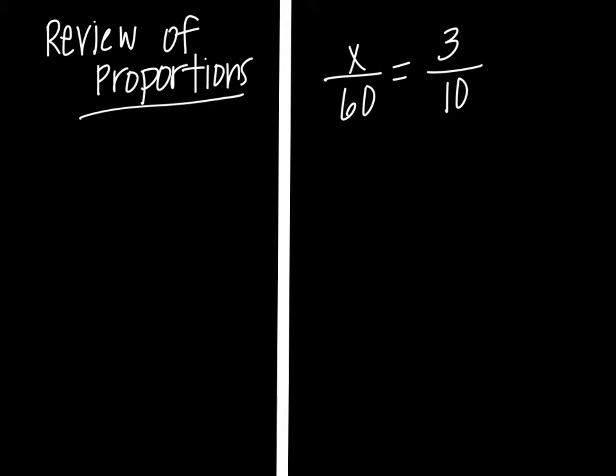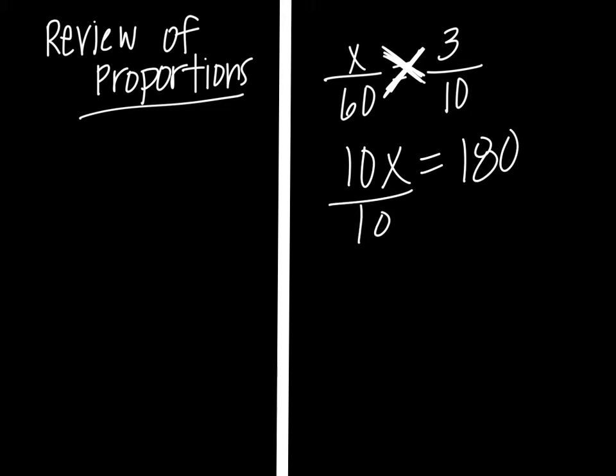So before we get started with similar figures practice, let's do a quick review of solving proportions. So we have to cross multiply, so 10 times x is 10x. 60 times 3 gives you 180. Okay, so we have a one-step equation, 10 times x equals 180. Divide both sides by 10. You get x equals 18.